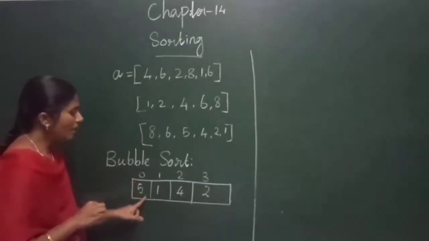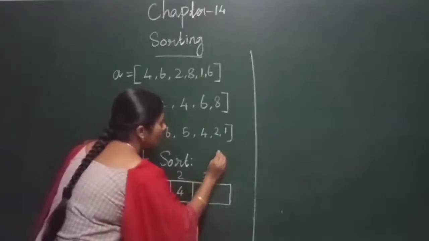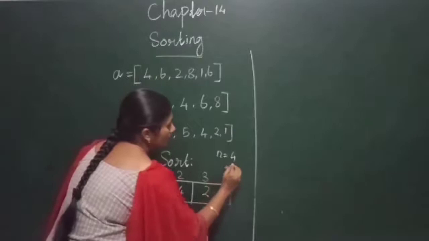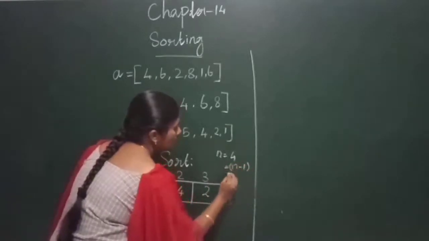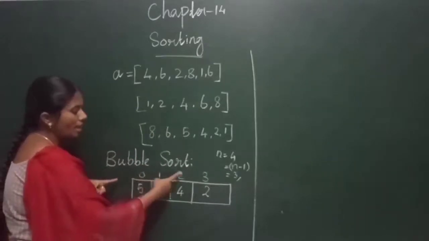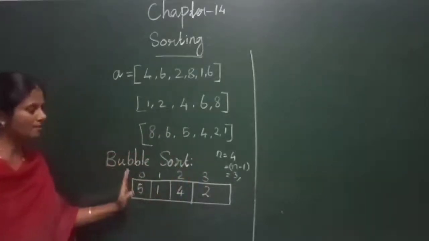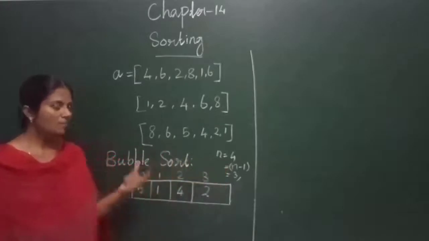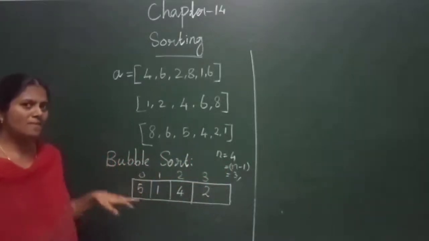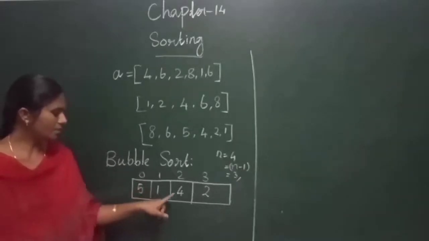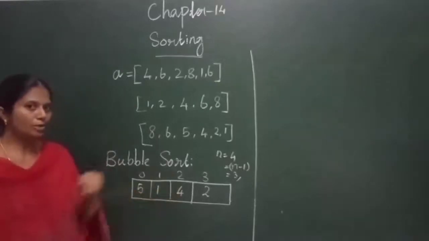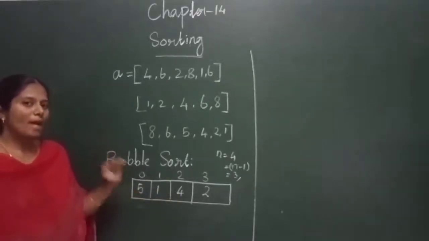So the total number of elements is how much? 4. The size of the array is 4. So n minus 1, that is 3, so the indexes are 0, 1, 2, 3. Are you clear about this? The size of the total array is 4 because the array index starts from 0. What are the elements we have stored? 5, 1, 4, 2. So now we are going to swap the elements.